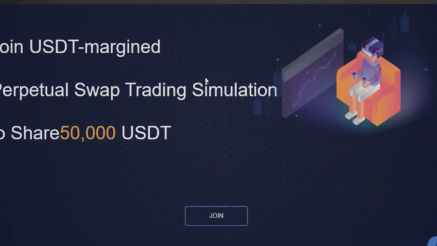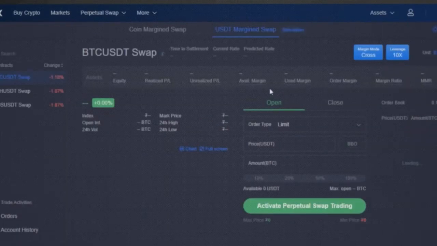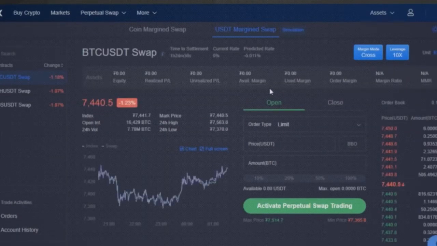So as you guys can see, we are on Okex.com on their simulation event, and you have the opportunity to share up to 50,000 USDT with all the other traders taking advantage of this event going on. So we're going to go ahead and hit join. I am already signed into my account, but of course, if you don't have an account, go ahead, create an account, and get yourself logged in.